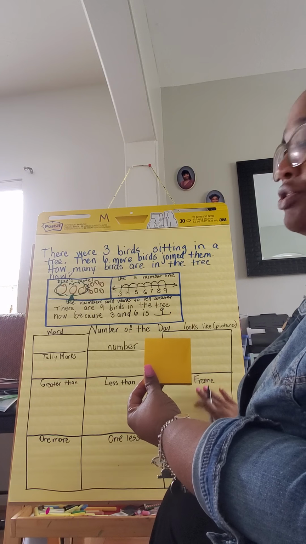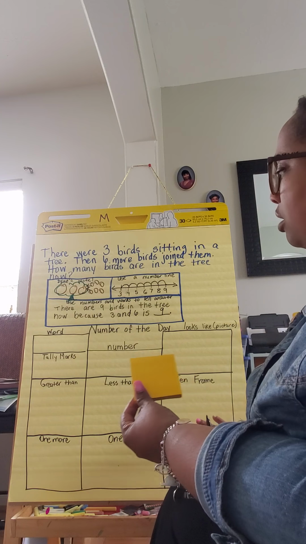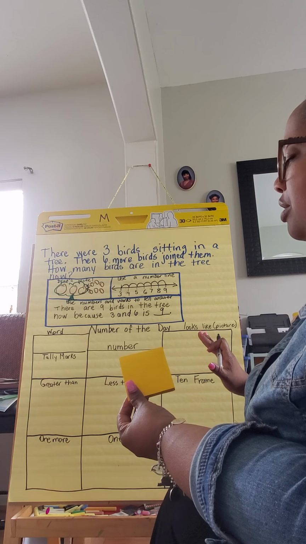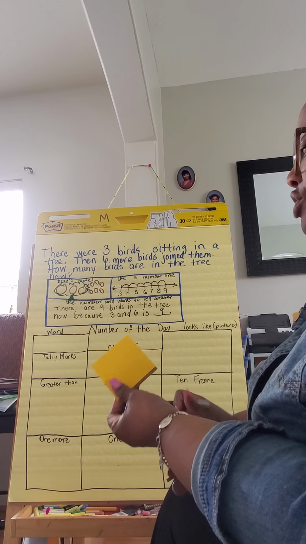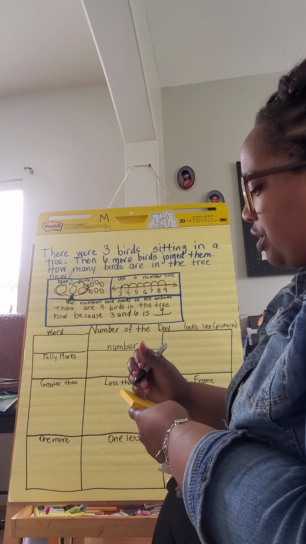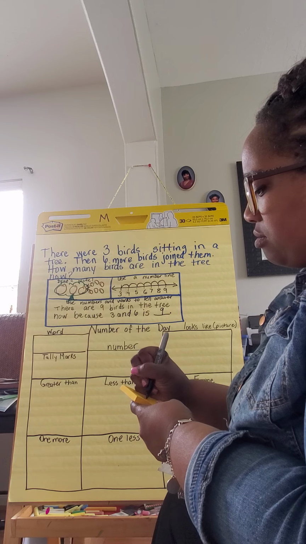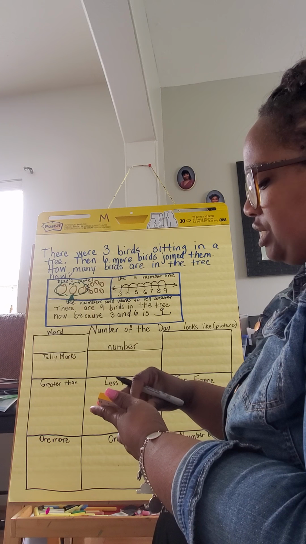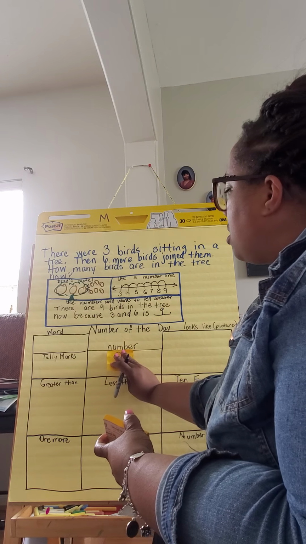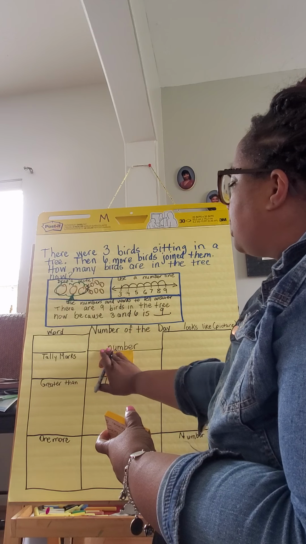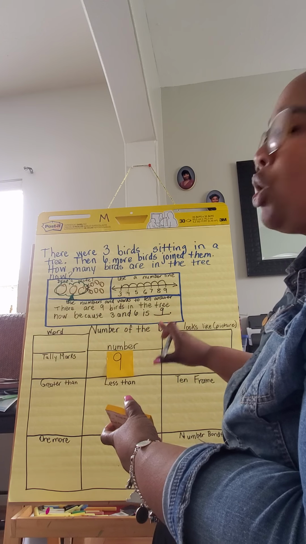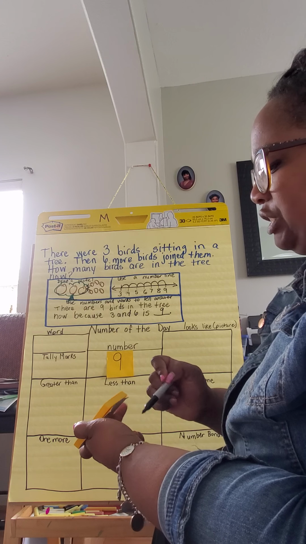So if you want to get a poster, you can do this on a poster board, and you could use Post-it notes, so you don't have to redo it every day. So the number is going to be the number 9. Okay, and I just took that from our word problem. And Alex, this is so important because this is their foundation of math.